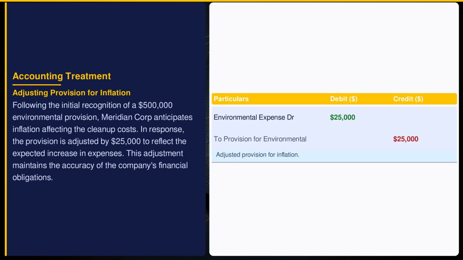Adjusting the provision for inflation reflects the requirement under Indian Accounting Standard 37 to ensure provisions are updated for expected changes in costs. Meridian Corporation increases its liability by $25,000, which simultaneously raises environmental expenses, ensuring that the provision reflects current monetary values. This adjustment highlights the proactive financial management necessary in dynamic economic conditions.